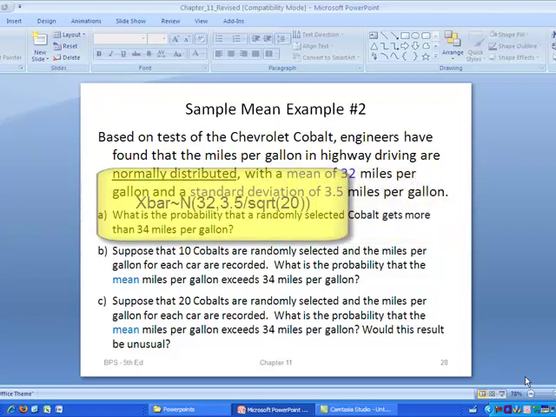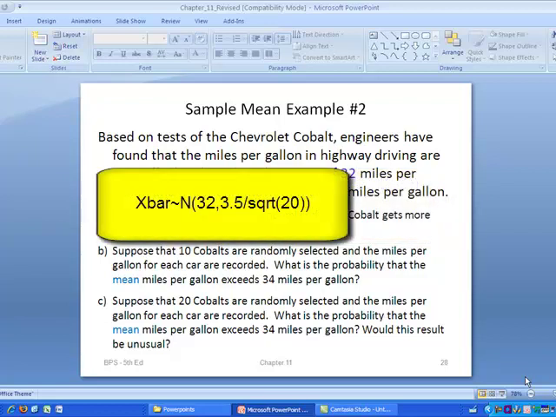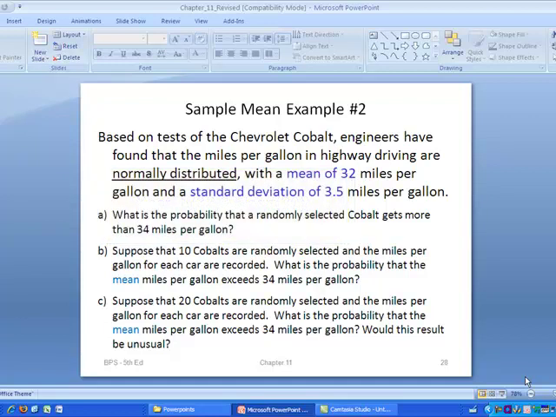Now in Part C, we are in a different distribution. The distribution now is when we're doing samples of size 20. So X bar is normally distributed because, of course, the population is normally distributed, so all the sampling distributions will be normally distributed. It will have a mean of 32 and a standard deviation of 3.5 divided by the square root of 20. That ends up being 0.7826. But again, we want to put that calculation in when we're trying to find the Z-score because we want to reduce rounding error.